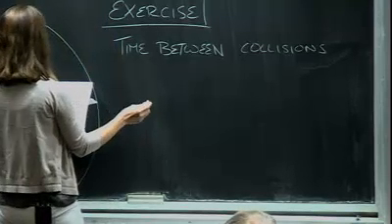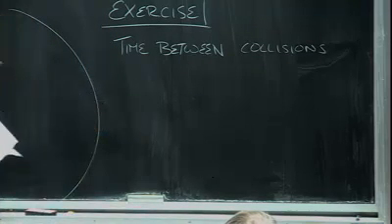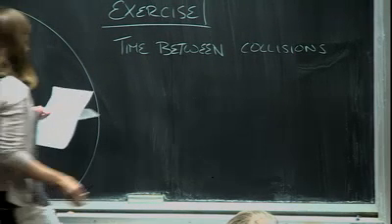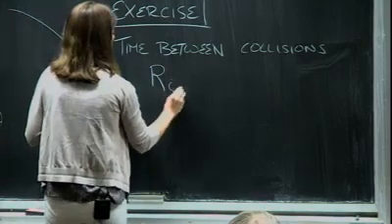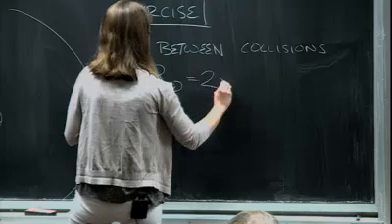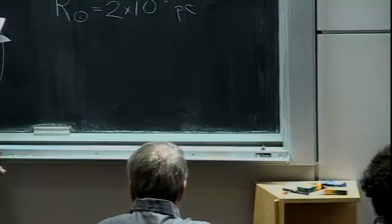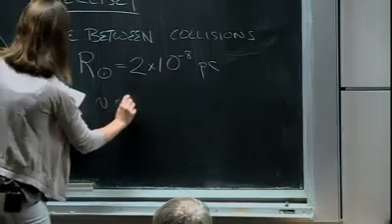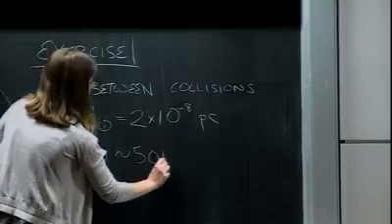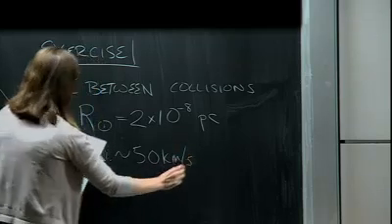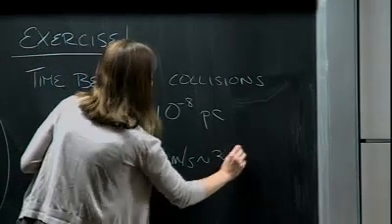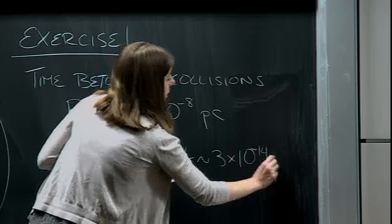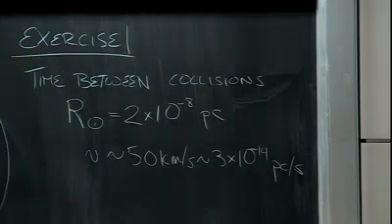the numbers you're going to need is, we'll just take every star in the disk to have the properties of the sun. So the radius of one of the stars is roughly 2 times 10 to the minus 8 parsec, and the random velocity of the star you can take as being roughly 50 kilometers a second, which is approximately 3 times 10 to the minus 14 parsecs per second.